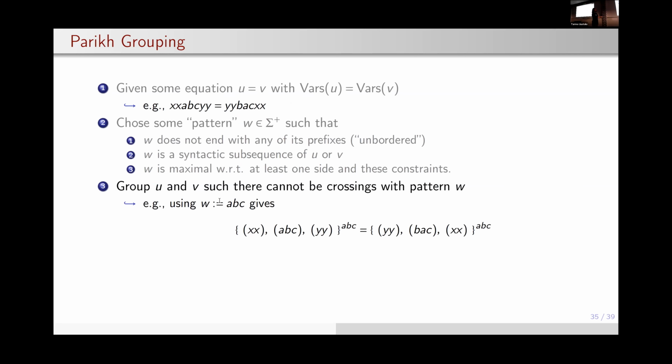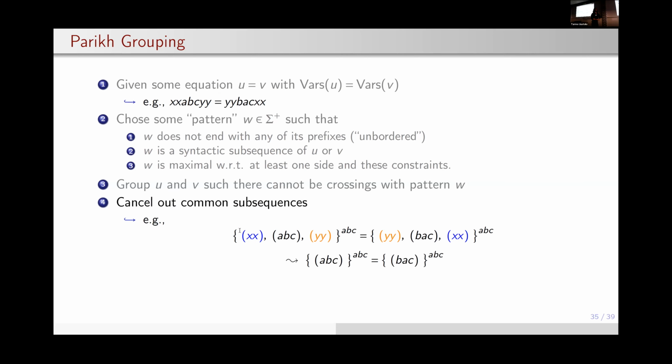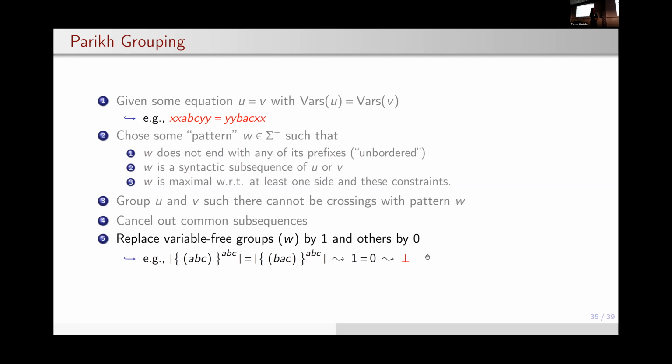Then we group the left- and the right-hand side such that there are no crossing occurrences anymore. So here, this ABC goes nicely together. There is nothing crossing, but we cannot decouple these X's because there might be crossing occurrences between them. Then we cancel out the common substitutes that occur on both sides. So here the YY crossing both sides, we pick it off, same with the XX, and we just end up with those. Then we replace those variable-free groups that are this pattern by one. In this case, here we have ABC, which is our pattern we are looking for. Here is none, so we have 1 is equal to 0, the conflict.